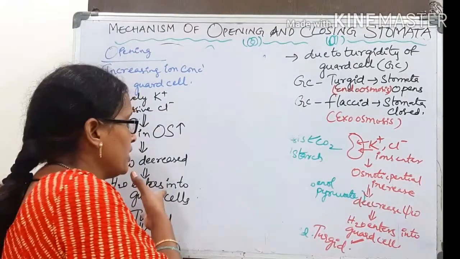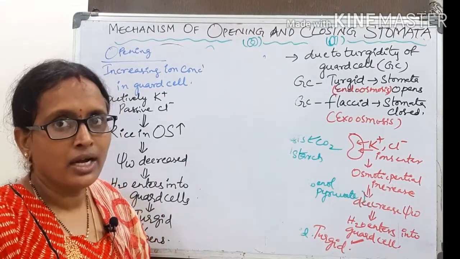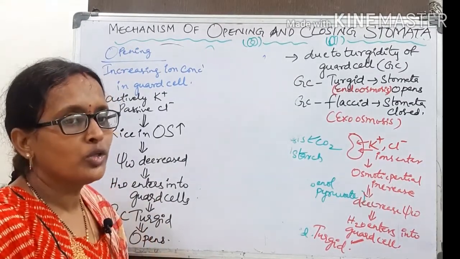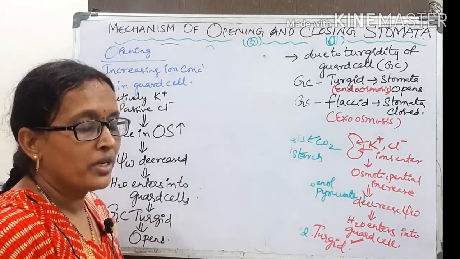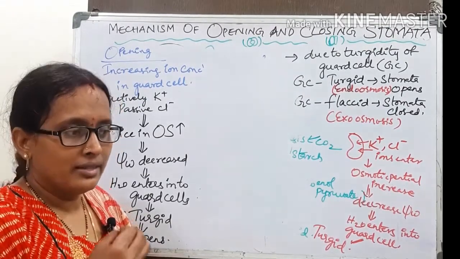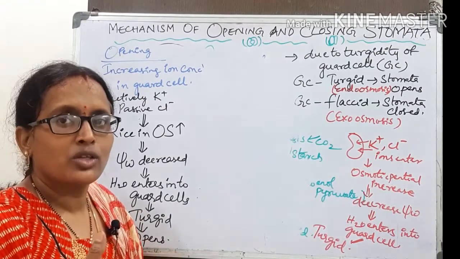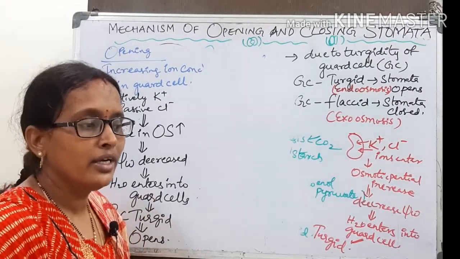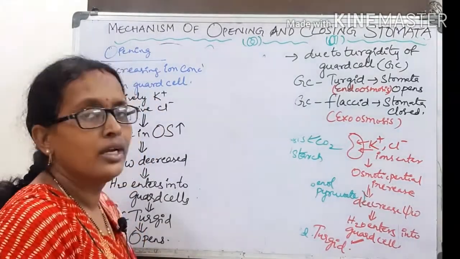For the opening of stomata, our radially arranged microfibrils help, and the wall towards the pore is thicker, that also helps for the opening. Already we know that the guard cells are designed in such a way to help in the opening and closing of stomata. And how, when are they going to be closed?